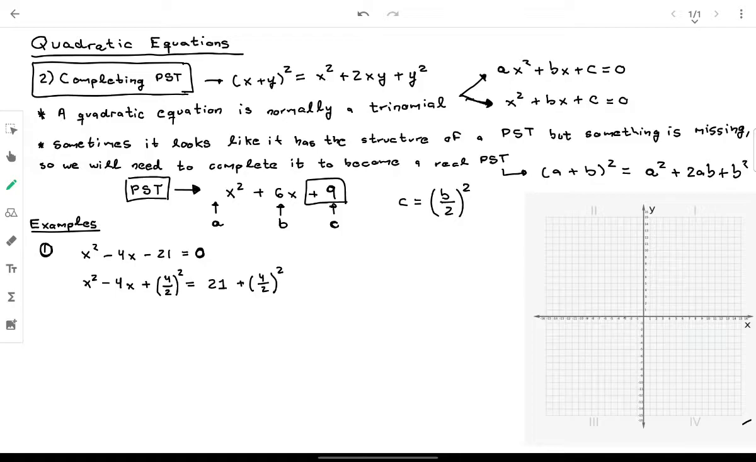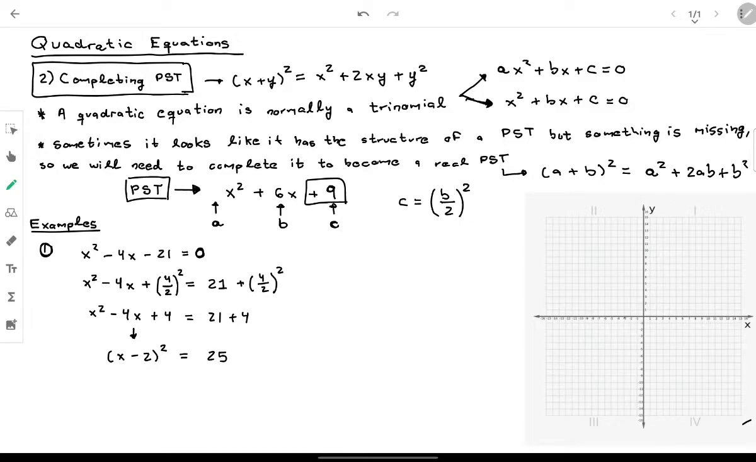What will happen here? Of course, it's going to be x squared minus 4x plus 4. Why is it going to be plus 4? 4 divided by 2 is 2. 2 squared is 4. Equals 21 plus 4, because again, 4 divided by 2 is 2, and 2 squared is 4. That means this one we can factorize as a perfect square trinomial: (x minus 2) squared equals 25.